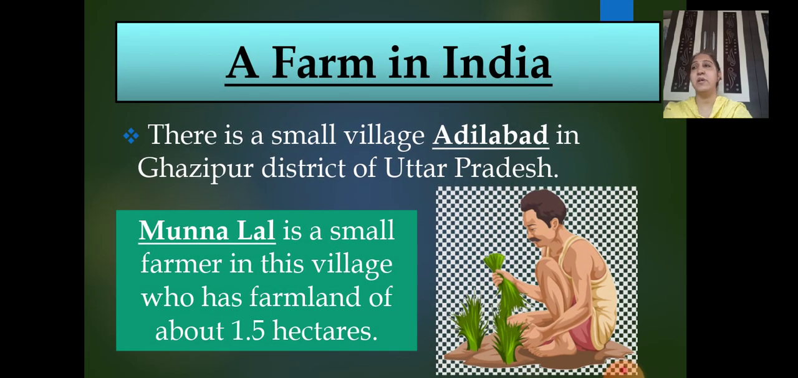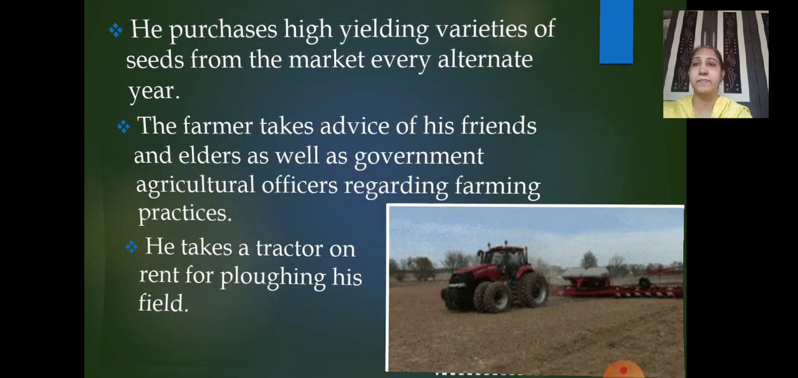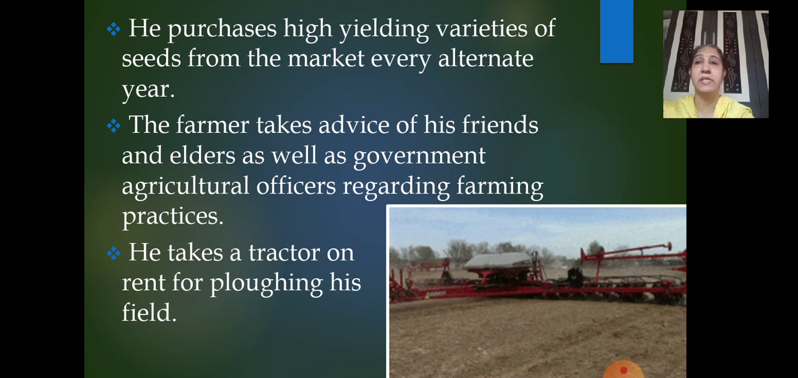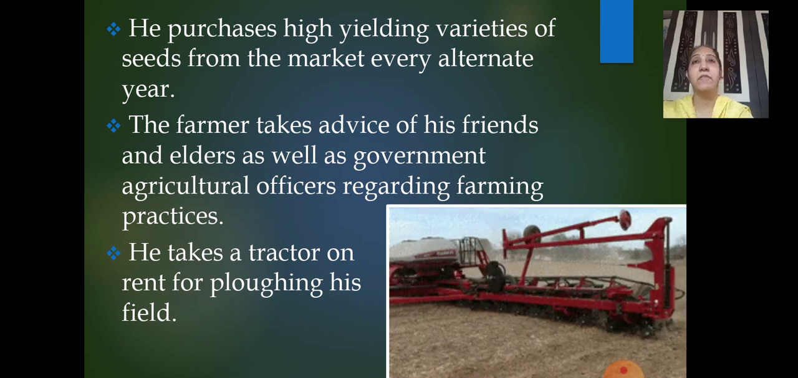Now we are going to learn the comparison of a farm in India as well as a farm in the USA. There is a small village, Adilabad, in Ghazipur district of Uttar Pradesh. We'll be learning about Munna Lal. This is a small farmer in this village who has farmland of about 1.5 hectares. His house is in the main village. Munna purchases high yielding varieties of seeds from the market every alternate year.